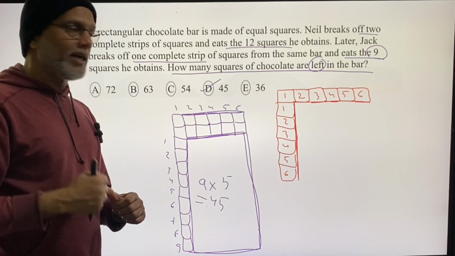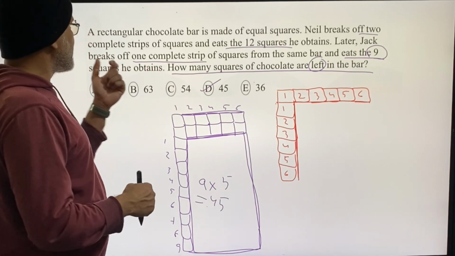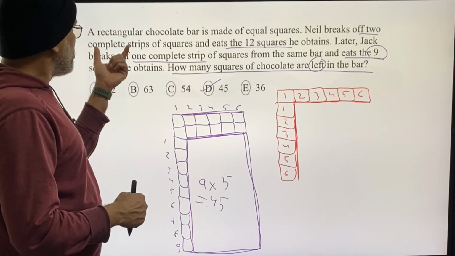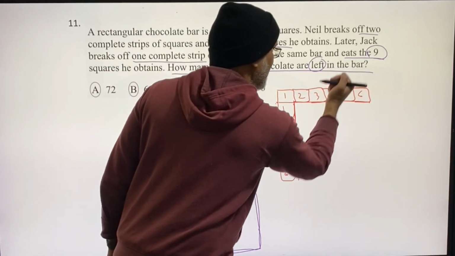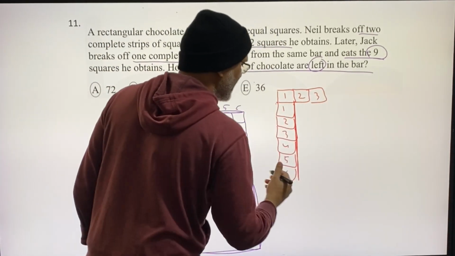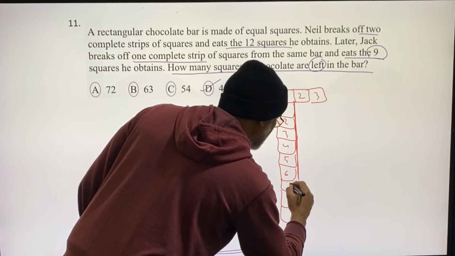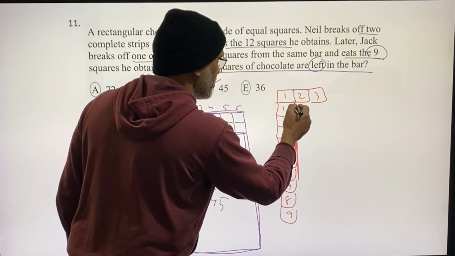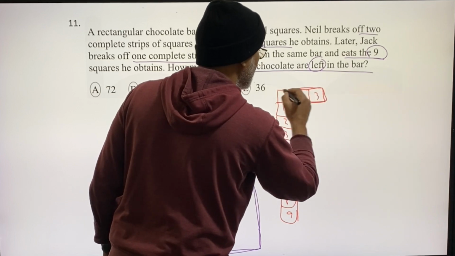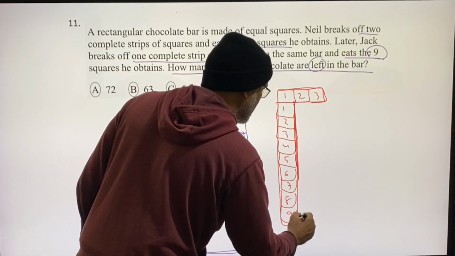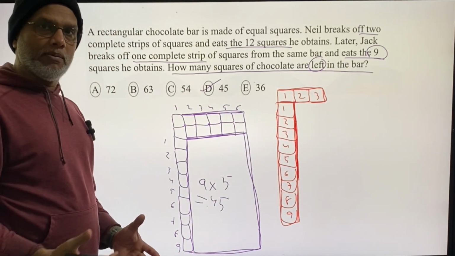So Jack cannot break a strip of 9 later, right? But then you can ask, Neil needs 12 squares, right? But it doesn't say he breaks 2 equal strips. He says 2 complete strips, right? So you can say Neil can take 3 like this and 9 like this. 7, 8, 9. So Neil can take 3 like this and then 9 like this. So together, 9 plus 3 is 12, right?